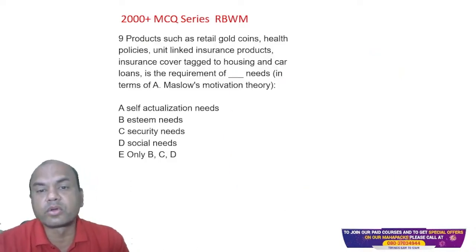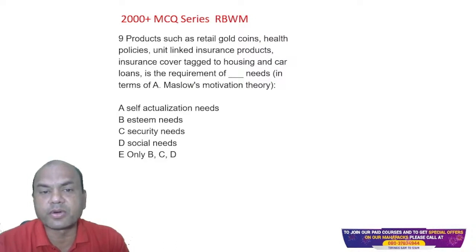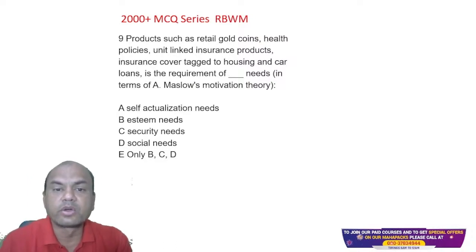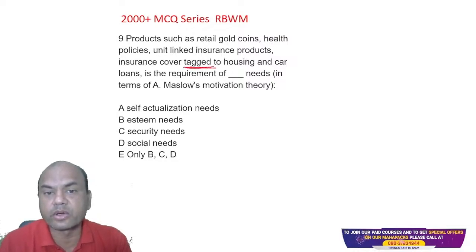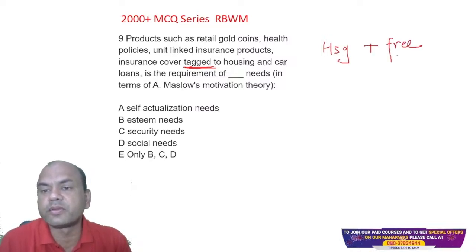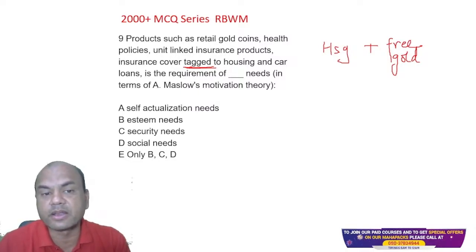Products such as retail, gold coins, health policies, unit linked insurance products, insurance are tagged to housing and car loans. Tagged, look at this, tagged to housing and car loans. It is a requirement of dash needs of Maslow's hierarchy. So it is a requirement of what? Tagged means you get a housing loan from me, and you get something free. What is it you get free? You get a gold coin free, or some insurance free or anything. So this is a feature of which level of Maslow's hierarchy? Self actualization, esteem, security, social, or only B, C, and D?